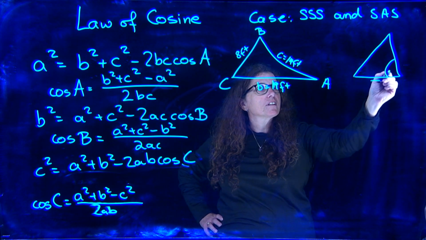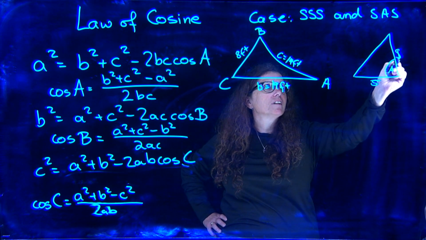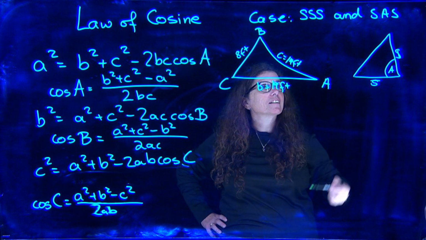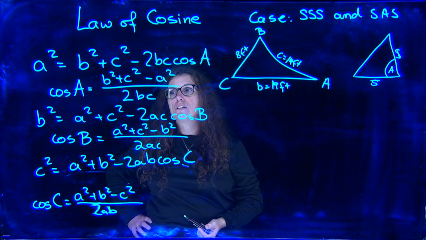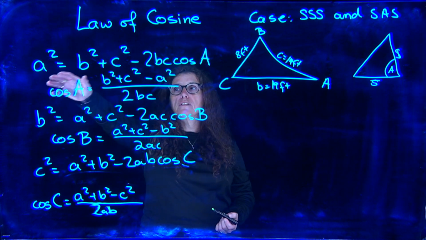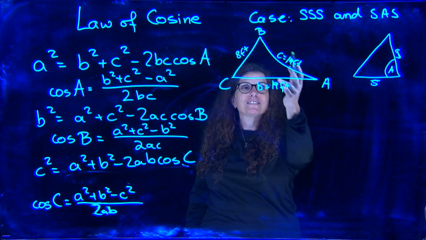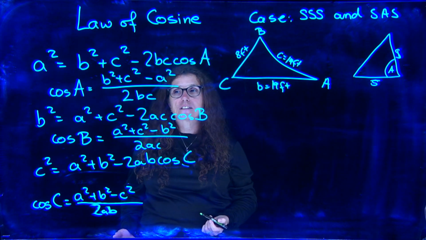So let's say this side's given, and this angle is given. Let's call it side, why not? So two sides and the angle in between, that's when we use the law of cosine. I have the formulas right here, depending on what you need to find. When we have three sides given, we have to find the angles.